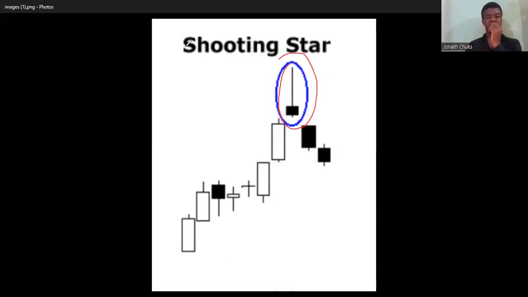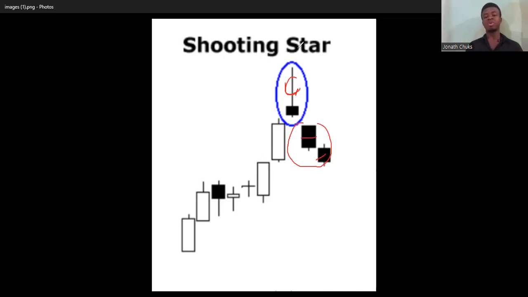So when you see a shooting star in your charts, once it has been formed like this, wait for confirmation. Allow the next candlestick to form, to show that there was actually a change in trend. So you don't just see one shooting star form and say, yeah, it's time to sell. No, you don't do that. You have to wait a little for another candlestick to form, either one or two, before you hop in.